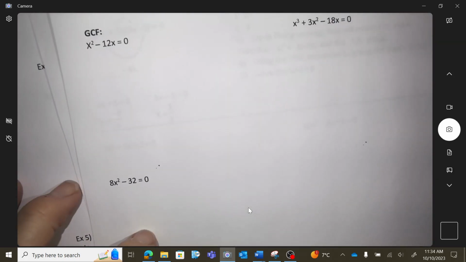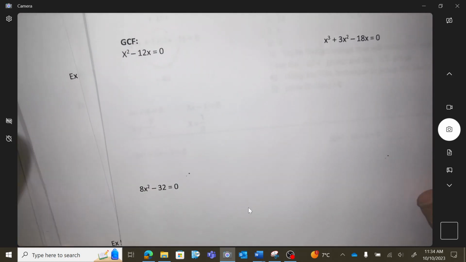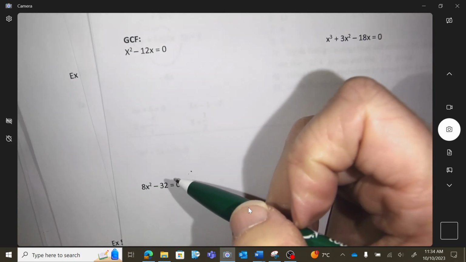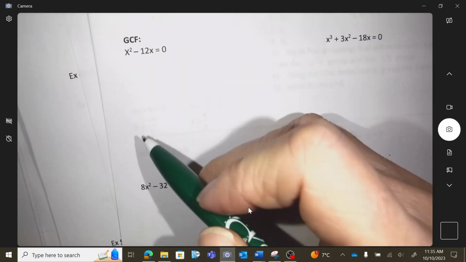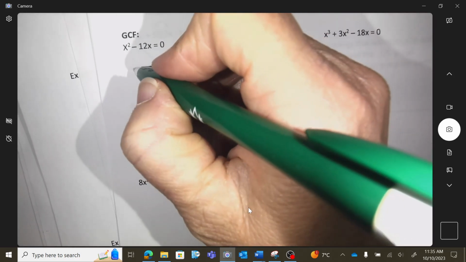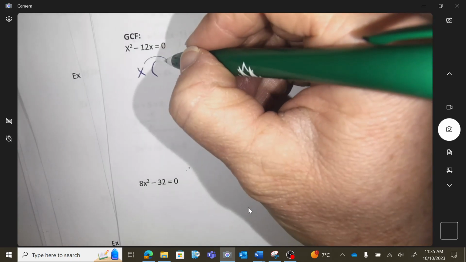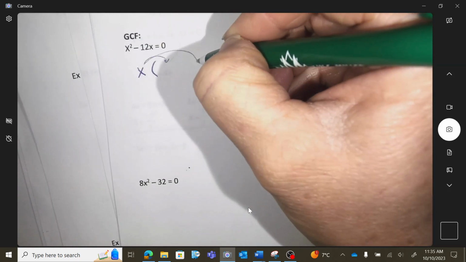Okay, so the next style is GCF. And the GCF is when there's something common. And GCF, I always look for it first. So there's two terms here. What's inside both of the terms? What could I divide each by? Looks like an x. So this is what I do. I go x bracket. x times what? x times what?